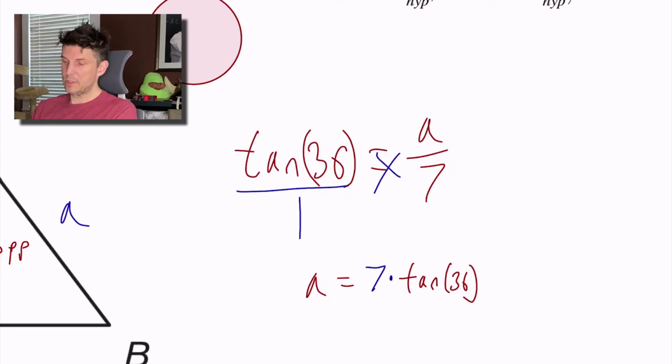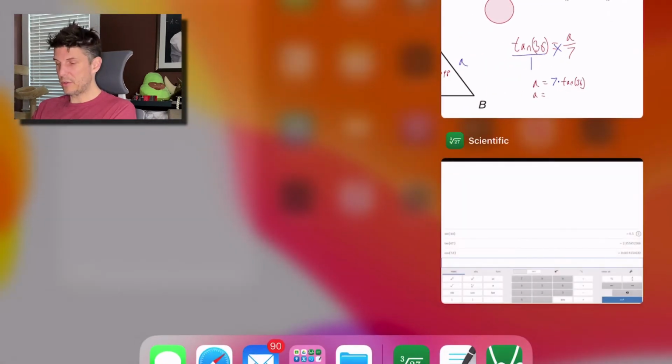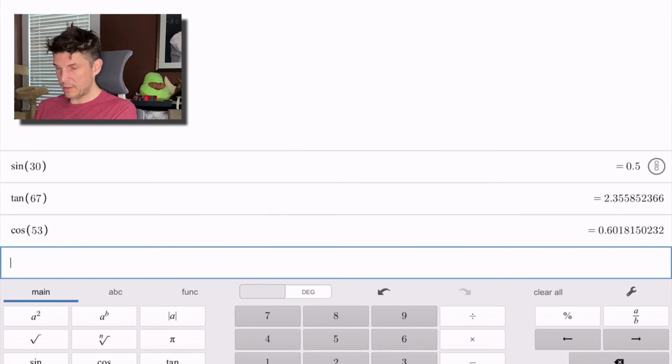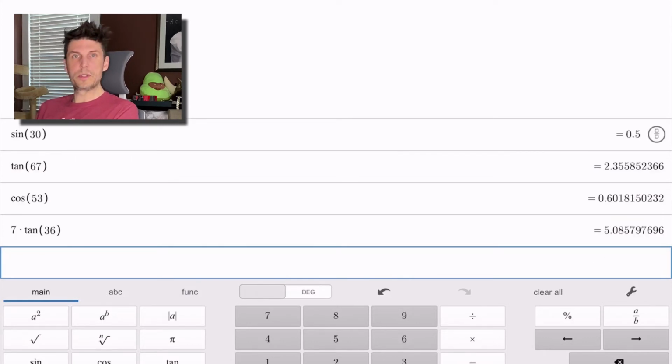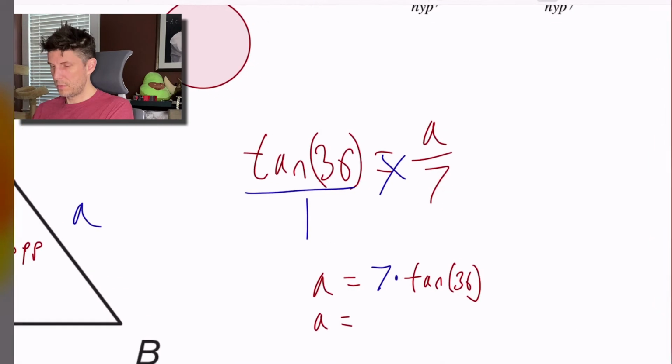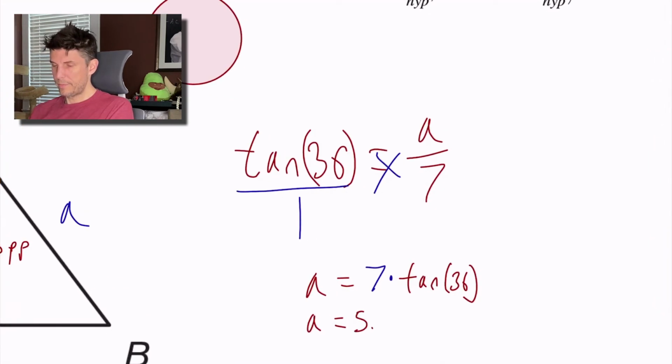So I'm going to round my answer to tenths because I'm not going to use it again. So I'm going to take 7 times the tangent of 36 and plug it into my calculator. So 7 times tangent 36. And you can see that it's just one simple computation, writing tangent of 36 is easy to say and remember. There's no weird rounding with decimals, so you're good there. So my answer is going to be 5.1. I'm not using this number again, so 5.1 is fine.